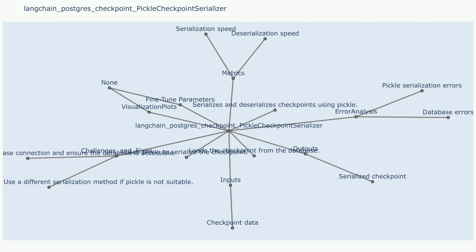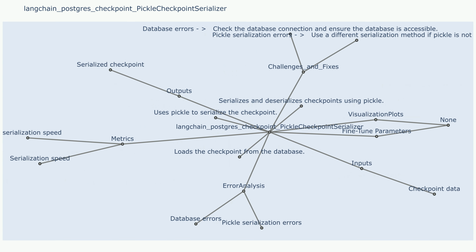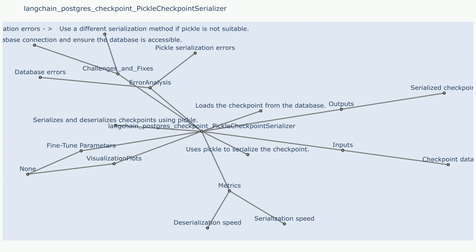LangChain Postgres Checkpoint: Pickle Checkpoint Serializer. Description: the Pickle Checkpoint Serializer allows you to store LangChain checkpoints, which are essentially Python objects, in a PostgreSQL database. This is particularly useful for persistence, preserving the state of your LangChain chains and agents across sessions, enabling you to resume from where you left off.